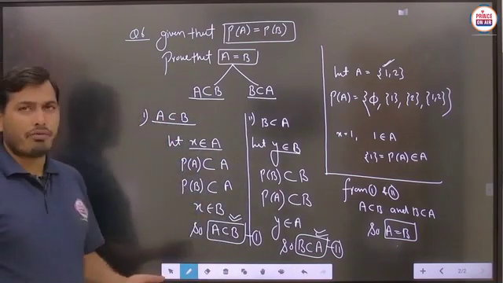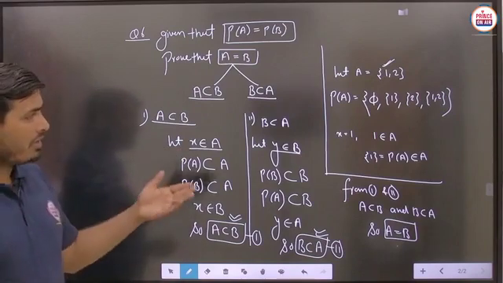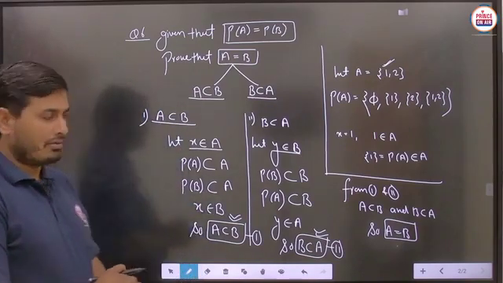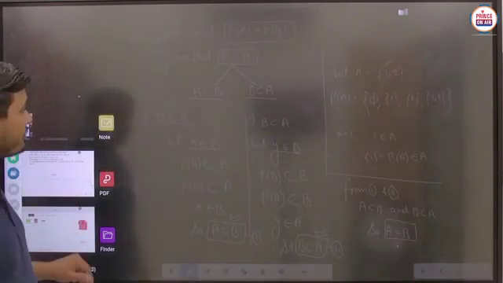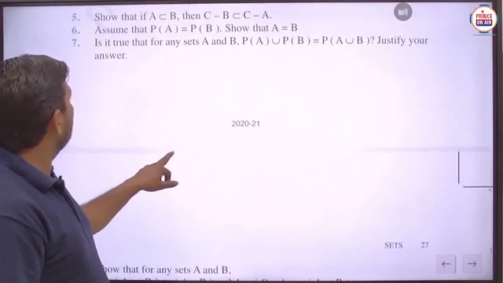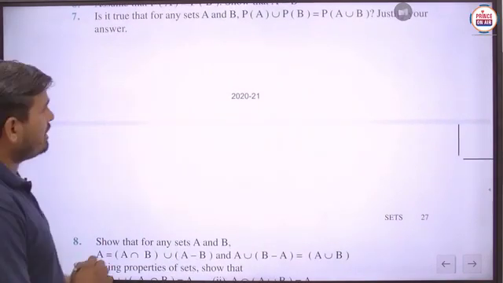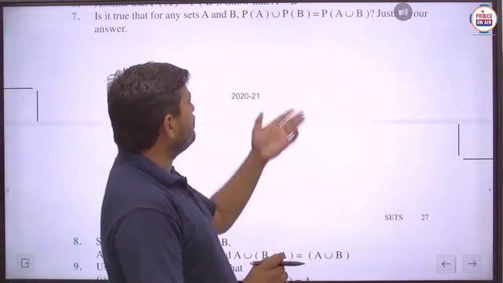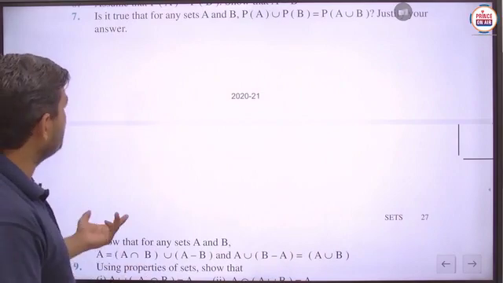So student, pause the video to note down this particular answer of question number 6. Then we will take the next question, number 7. Is it clear? Next, question number 7 you can see here. In this question, a very simple thing is asked. Is it true that for any sets A and B, P of A union P of B equals P of A union B? Justify your answers.